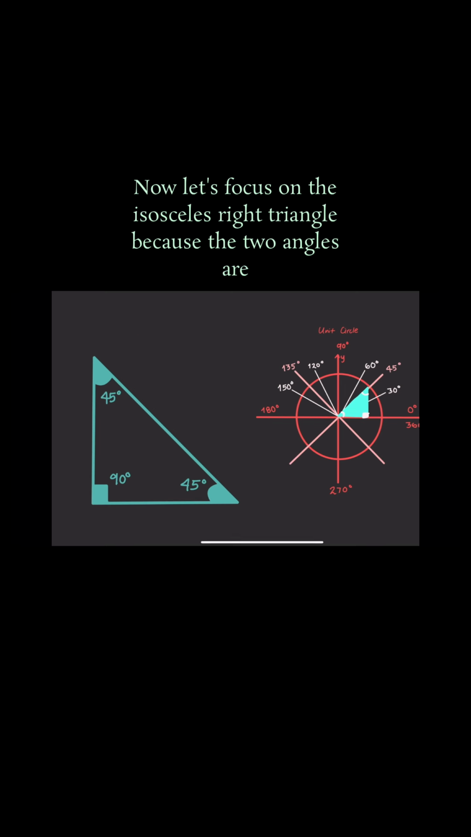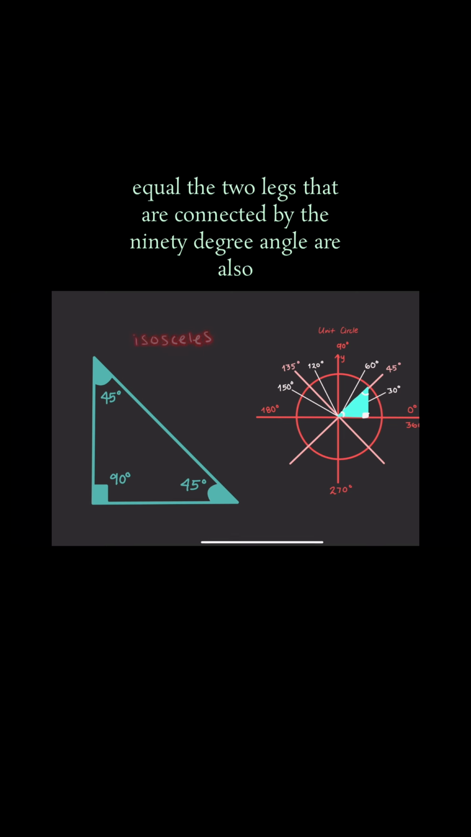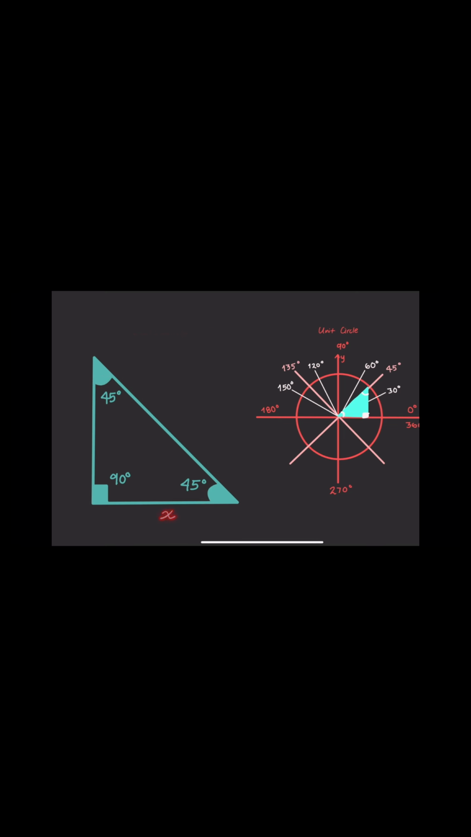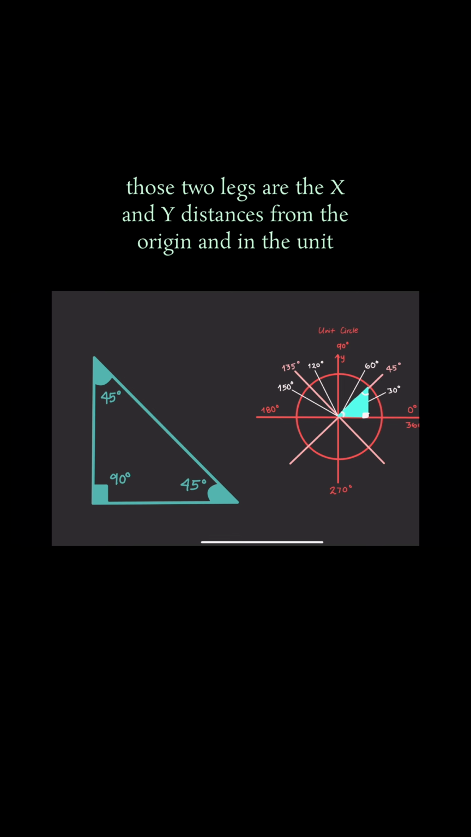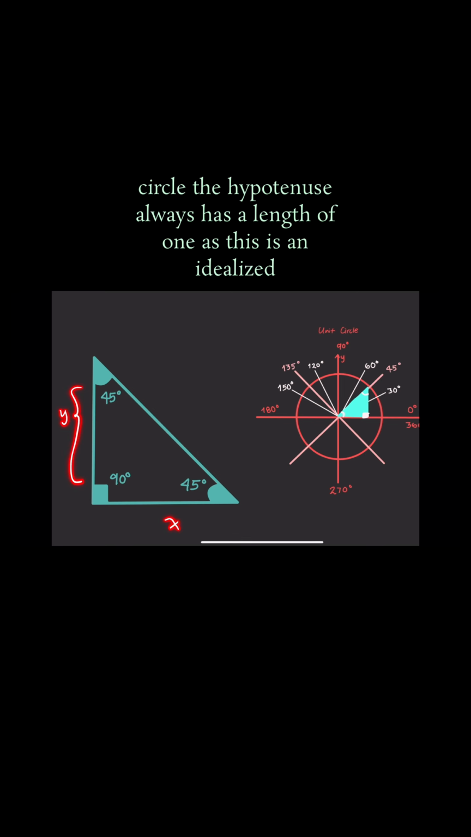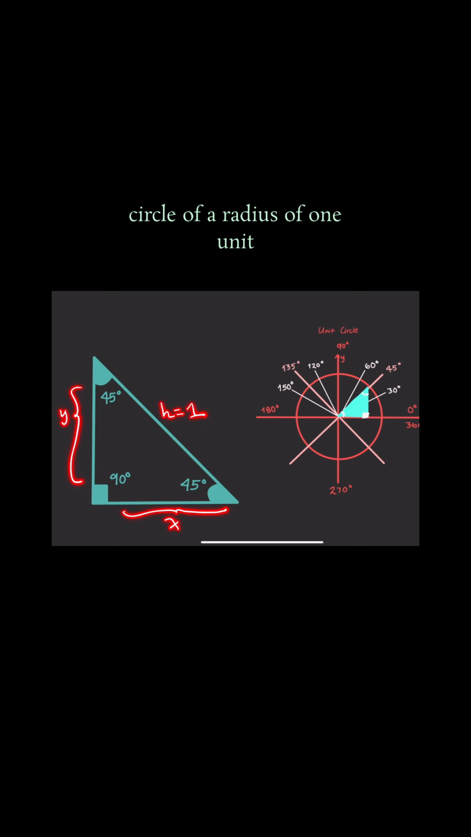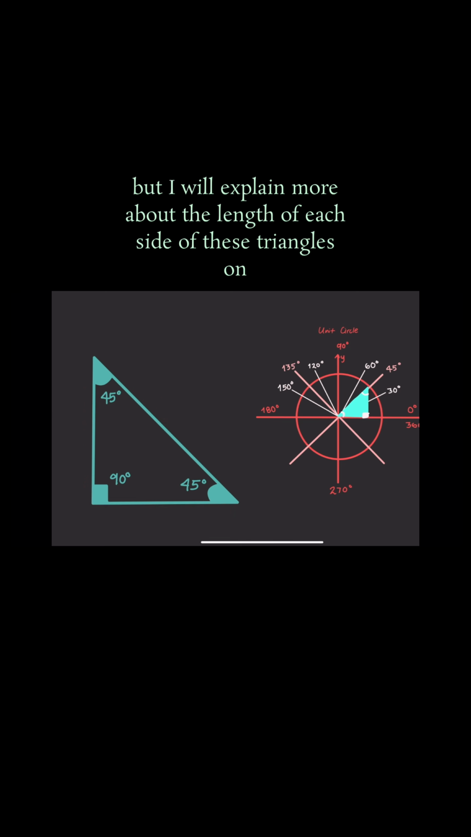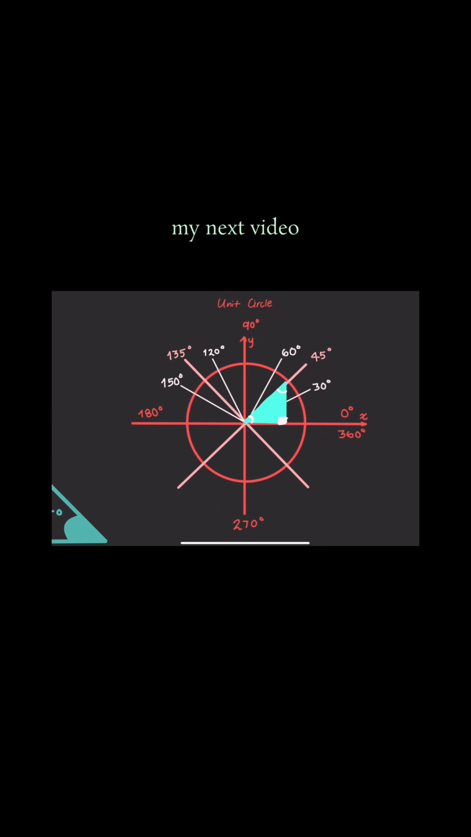Now let's focus on the isosceles right triangle. Because the two angles are equal, the two legs that are connected by the 90-degree angle are also equal. Those two legs are the x and y distances from the origin, and in the unit circle, the hypotenuse always has a length of 1, as this is an idealized circle of a radius of 1 unit. But I will explain more about the length of each side of these triangles on my next video.